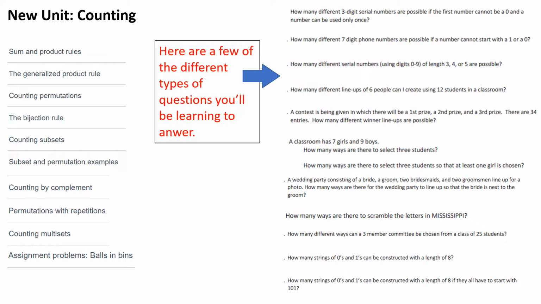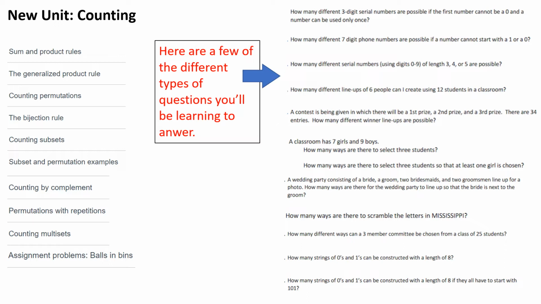And probably the biggest challenge for this unit won't necessarily be understanding each lesson separately, but it will be when it comes time for the test, when you're given questions like you see over here on the right. Your challenge will be knowing what type of question it is, which lesson over here on the left we need to use in order to answer the question, because there are different categories of these questions.